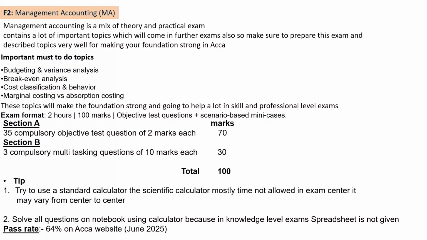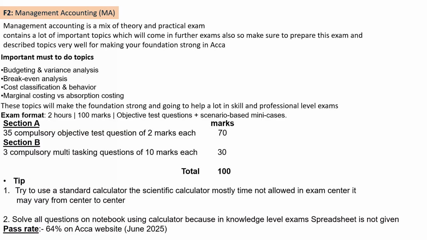Section A contains 35 compulsory objective test questions of 2 marks each, which makes the total of Section A 70 marks, and Section B contains 3 compulsory multitasking questions of 10 marks each, which makes Section B total 30, and the total weightage of the paper is 100 marks.